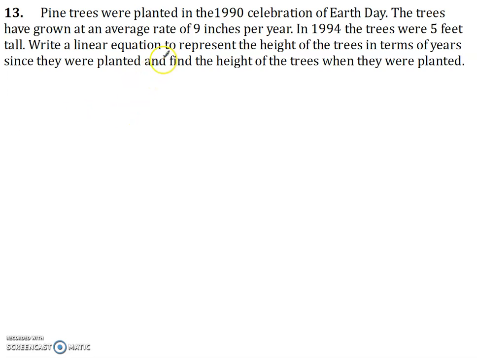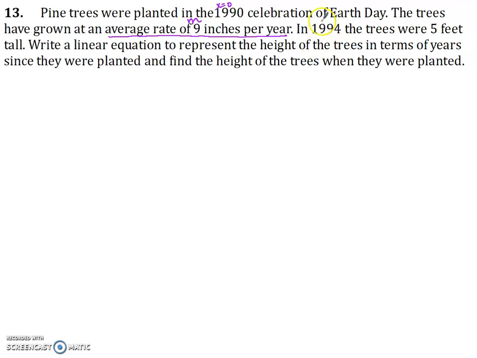So, what we want to do first is gather information from this problem. We're going to treat 1990 as year 0, so this is when x equals 0. They don't tell us how high it is, but they tell us the average rate. Anytime they give you the rate, which is the per year, per month, per whatever, that is always going to be your slope. So the slope is 9 inches.